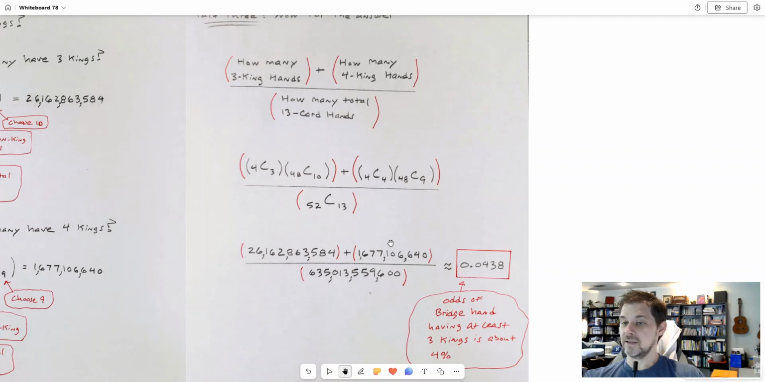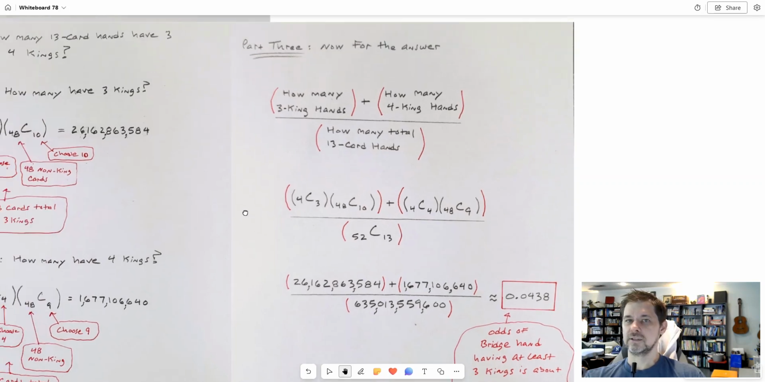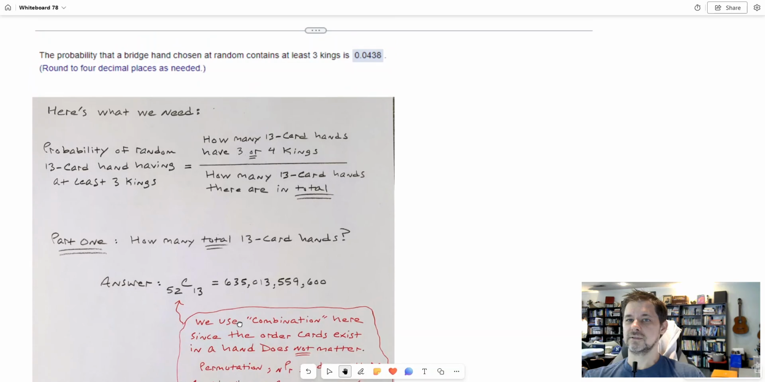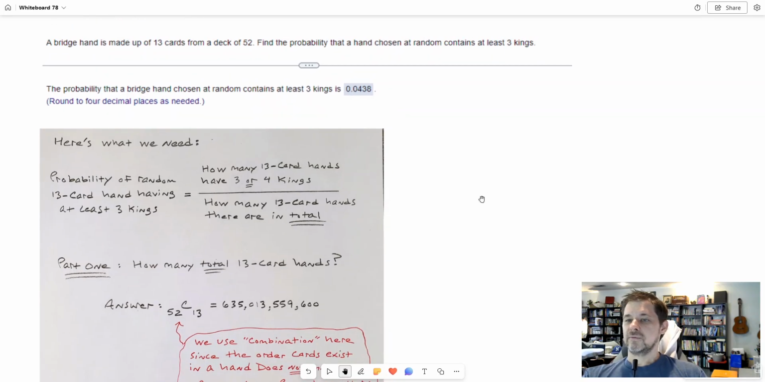Add them together. Divide. And you'll get 0.0438, which means that in a bridge hand, I don't know how to play bridge, it's a card game, but there are 13 card hands, the odds of getting one that has at least 3 kings is about 4%. That's what that number is, about 4% chance, a little more than 4%. But the decimal is what we have right there, rounded to 4 decimal places. So that's how it works out with this one.